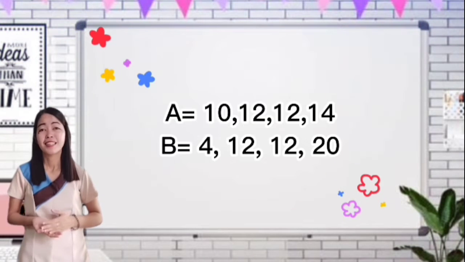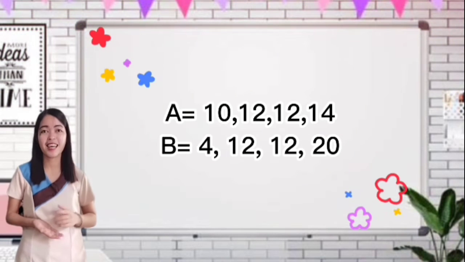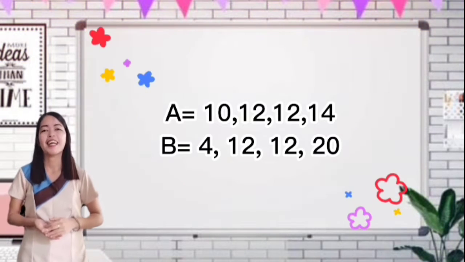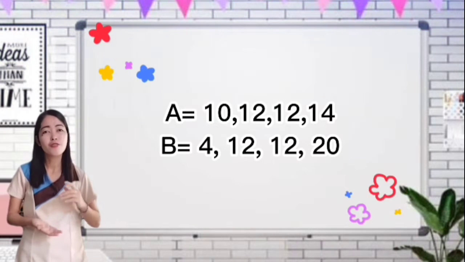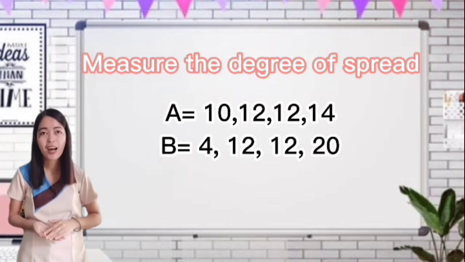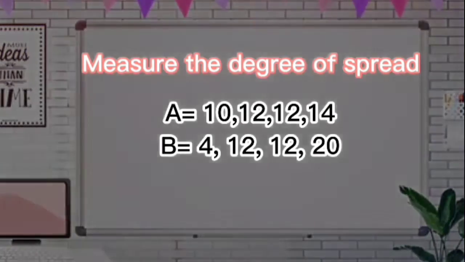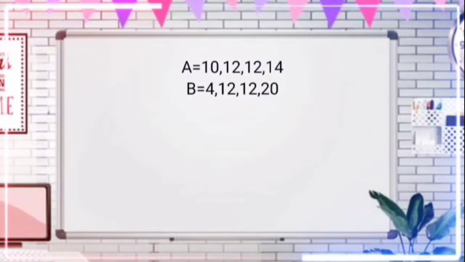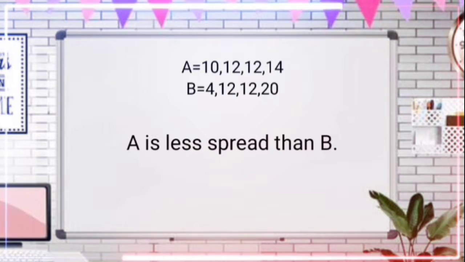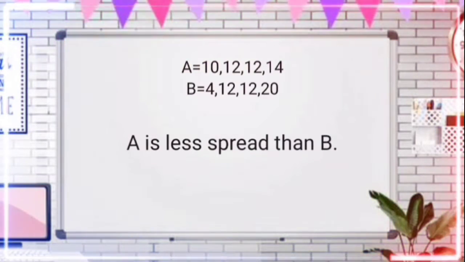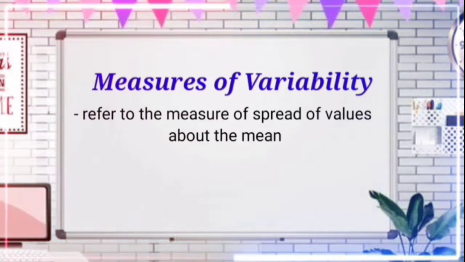How about the set of values? Of course, they differ in their set of values. That is why, in this case, it is important to measure the degree of spread of the values about the central tendency. By observation, we can say that set A is less spread than set B. This measure of spread is also known as measures of variability.